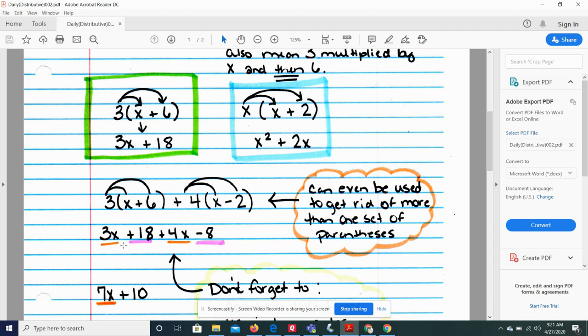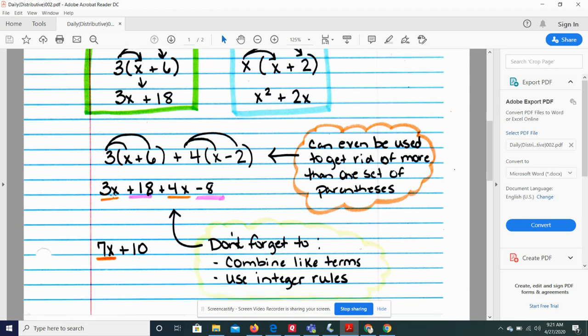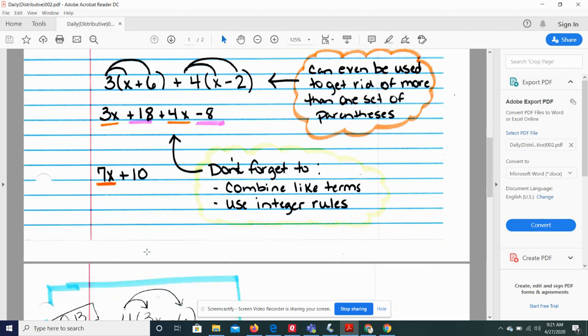So what we've got right here, when you do it twice like this, often you will have to combine like terms. Don't forget to do that. Remember, like terms are the same variable to the same power. And use your integer rules to do it. So 3x plus 4x is 7x. 18 minus 8 is 10. So that's all you have to do on that, and that's the correct answer.